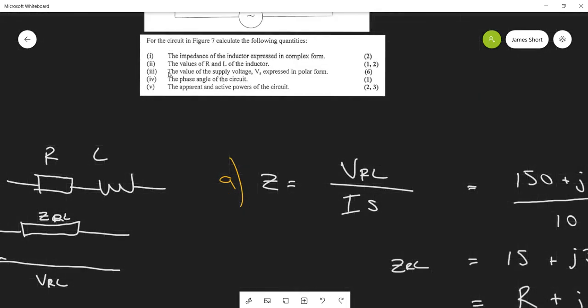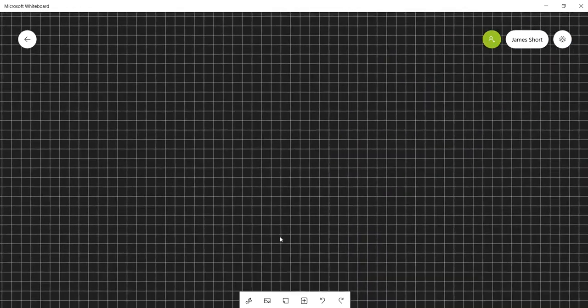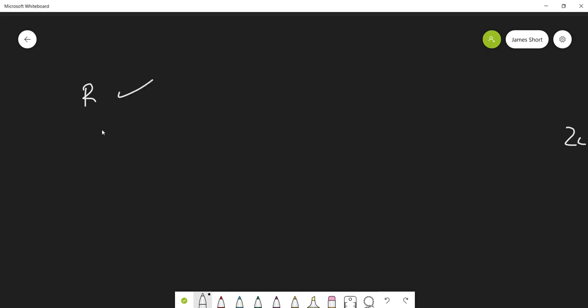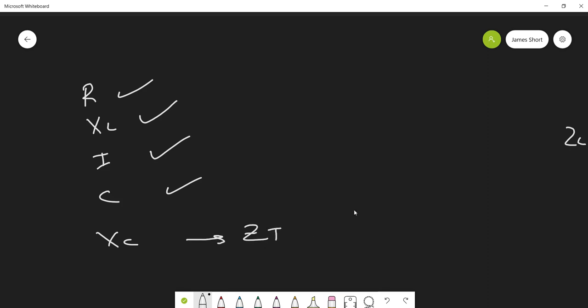So part C, or part 3 I should say, the value of the supply voltage expressed in polar form. Okay. So what we need to do is figure out what the capacitive reactance is, because we have R, we have XL, we have the current, we've got C. So from this we need XC, and then we need the total impedance, and from the total impedance and the current we can get the supply voltage.